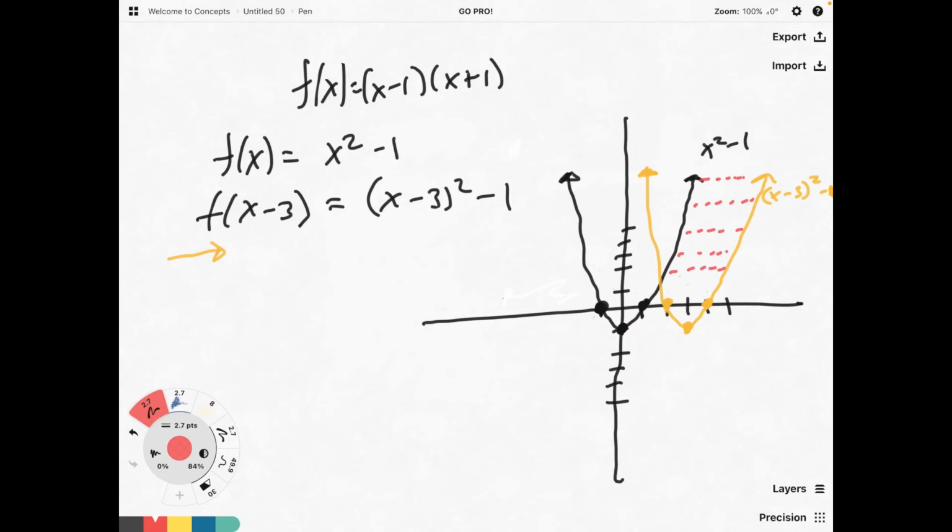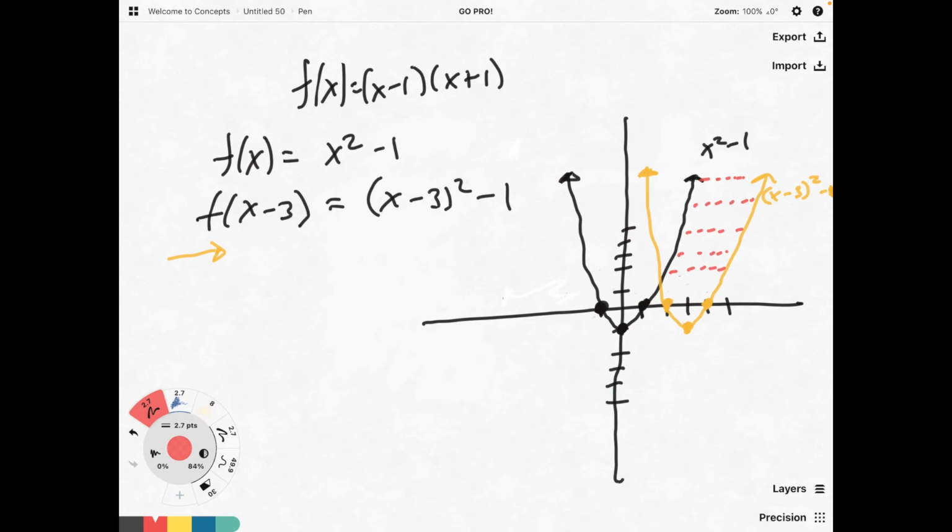Now you know how to manipulate and shift a graph horizontally, whether that be to the left or to the right. Again, what you need to do is take the function with respect to x and manipulate that. So if you want to move to the right, then you actually need to subtract, or if you want to move to the left, then you would want to add.